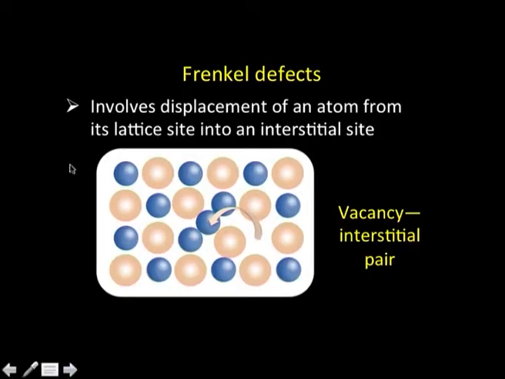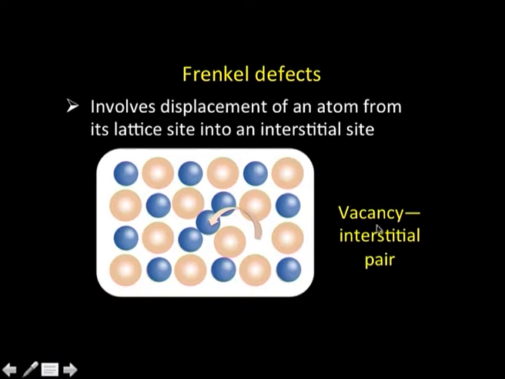Now, let us move on to the Frenkel defects. Frenkel defects basically involve displacement of an atom from its lattice site into an interstitial site. Very interesting phenomenon. Let us look at this. We have a lattice, and in this case what I am showing here is a cation which has moved from its own position and got into an interstitial position. Such a thing happening means we have a cation vacancy and a cation as interstitial. Such a defect is referred to as Frenkel defect.